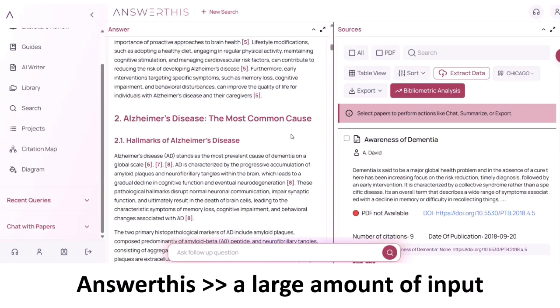This tool, Answerthis, had a large amount of input. It really reduces the accuracy of this tool. And for researchers, models that prioritize accuracy are preferable, ones that clearly state when information isn't available rather than making things up. In this regard, NotebookLM is quite excellent.